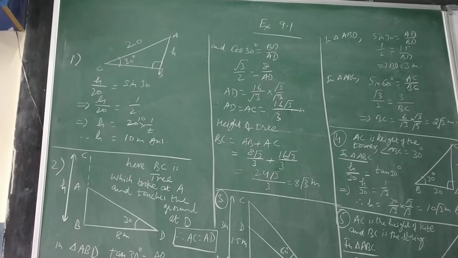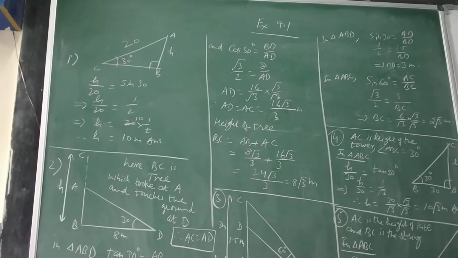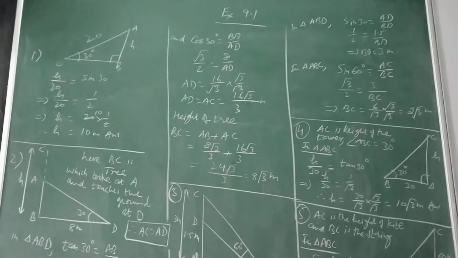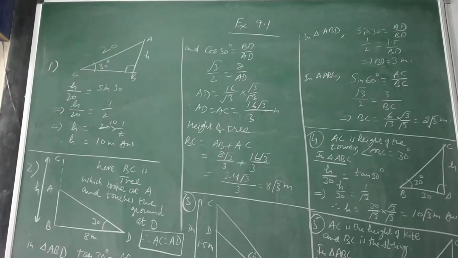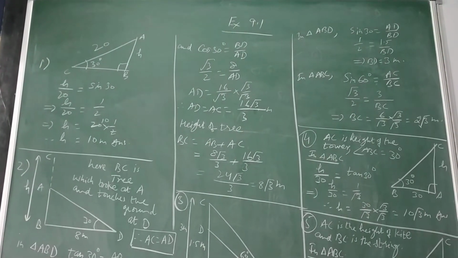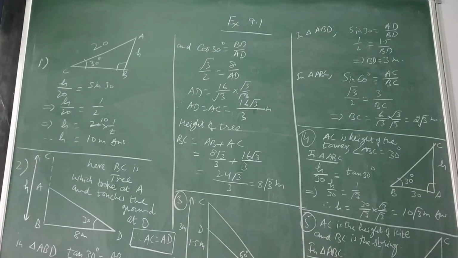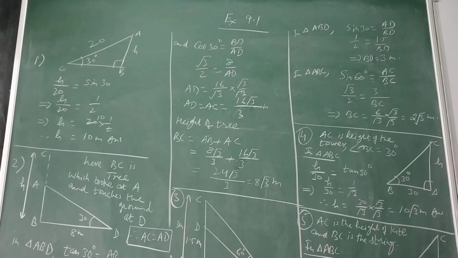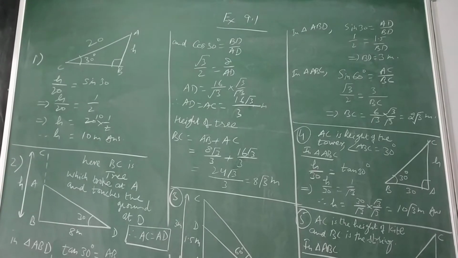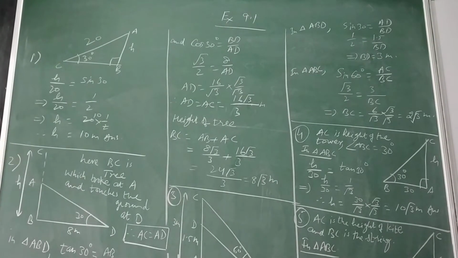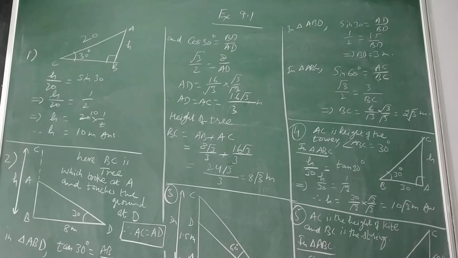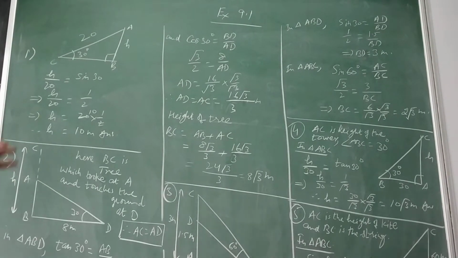So the first question is: a circus artist is climbing a 20-meter long rope which is tightly stretched and tied from the top of a vertical pole to the ground. You need to find the height of the pole if the angle made by the rope with the ground level is 30 degrees. As I have already given you the instruction, please spend quality time in reading the problem, try to understand and follow the steps I have shared with you, and then draw the figure.